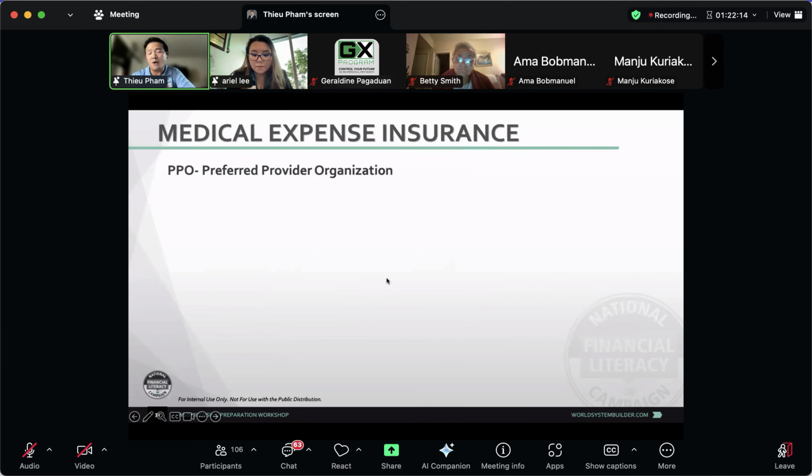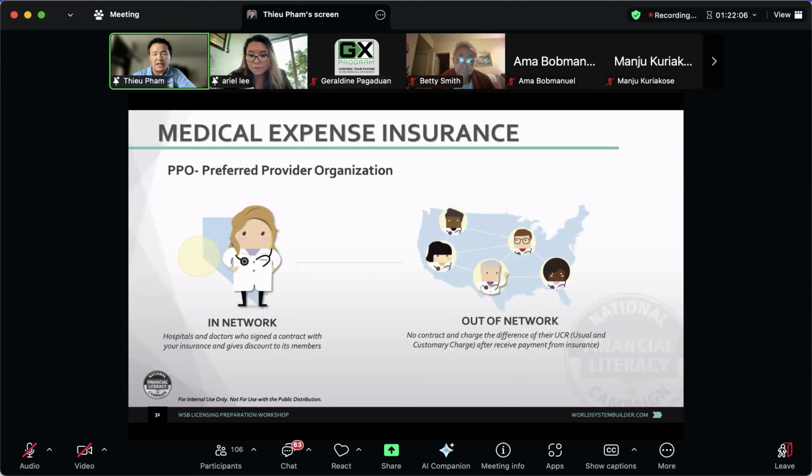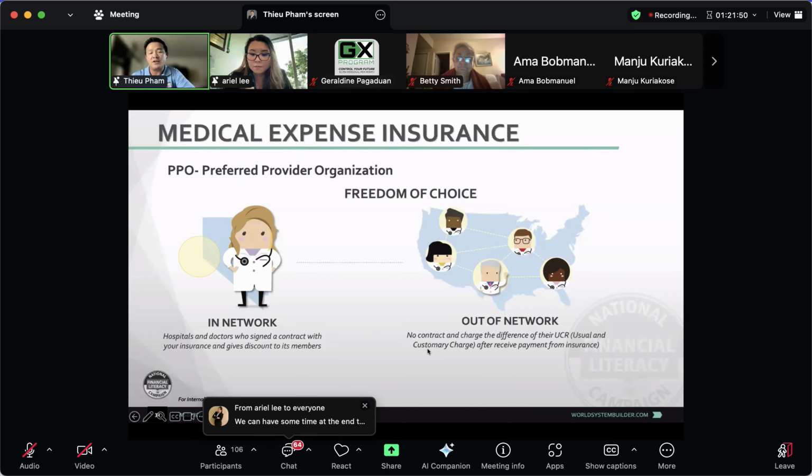And then the more popular one that most people have, myself included, is called PPO. Okay, in network, but however, you don't need a referral. You go directly, even to go out of network. So typically, these plans are more expensive. HMO is the cheapest. Okay, PPO, Preferred Provider Organization. The idea why you pay more is you have more freedom of choice. The test may ask about PPO: you have more options, more choices.